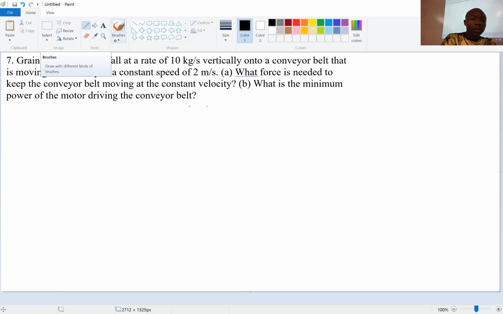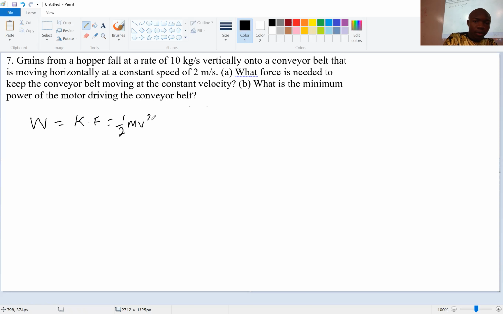Fine, black. So we have work done is equal to kinetic energy, which is equal to half mv squared. From there, if you take the derivative one time, you apply the derivative on one side and the other side to get power.